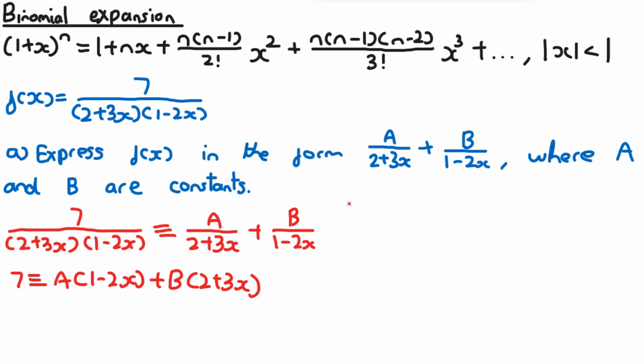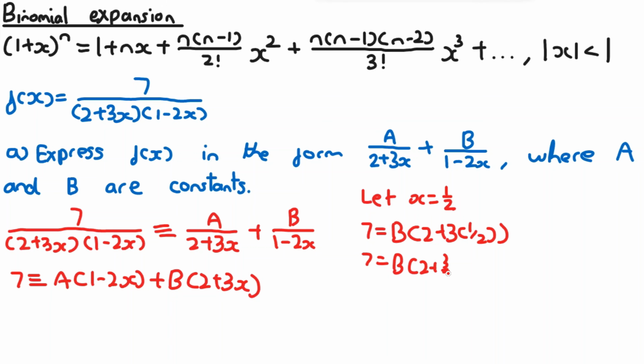And then I'm going to do it by substitution. So firstly, I'm going to let x equal a half, so therefore this here is going to be equal to 0, so therefore it's going to be 7 is equal to, and then this goes away, and then we're just left with B times 2 plus 3 of a half, so it's going to be 7 is equal to B times 2 plus 3 over 2, so therefore it's going to be 7 is equal to 7 over 2 B, so therefore divide both sides by 7 over 2 to get B is equal to 2.